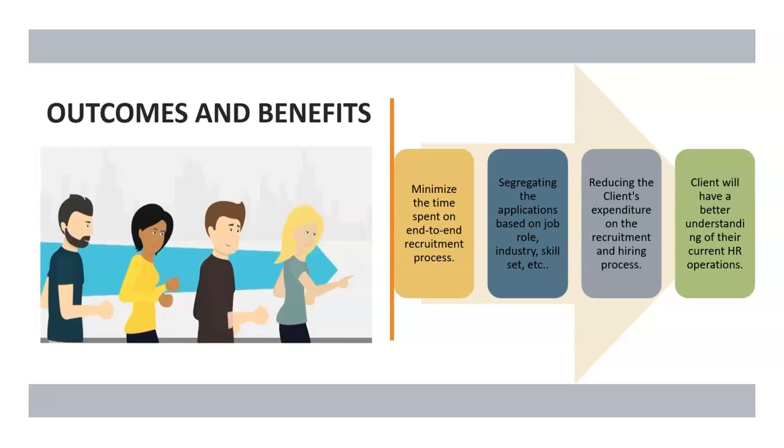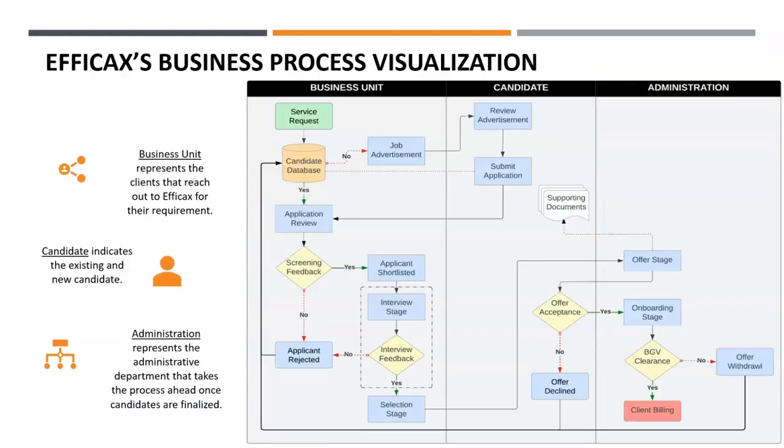This slide represents a process visualization that sums up how the project will work. Business unit represents the clients that reach out to Efficax for their requirements. Candidates indicates the existing and new candidates, and administration represents the admin department that takes the process ahead once the candidates are finalized.